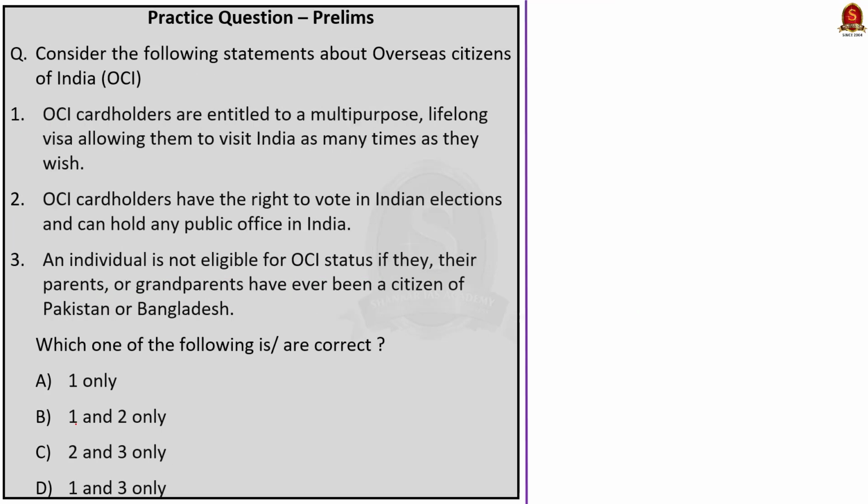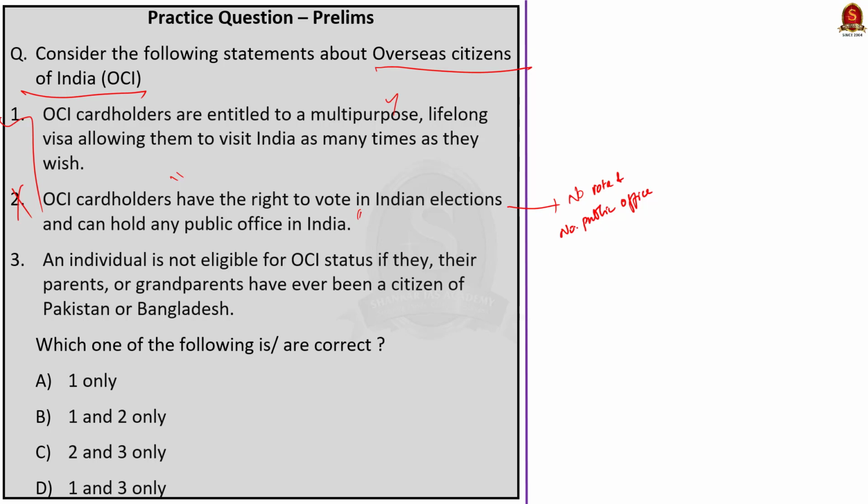See the third question. Consider the following statements about the Overseas Citizens of India, OCI. See the first statement. They are entitled to multi-purpose lifelong visa, allowing them to visit India as many times as they wish. See, the first statement is correct. See the second one. They have the right to vote in Indian elections and can hold any public office in India. See, second statement is wrong because OCI cardholders do not have the right to vote nor can they hold public office. Know that these rights are only reserved for Indian citizens. So the second statement is incorrect.